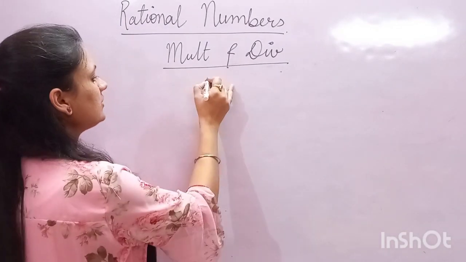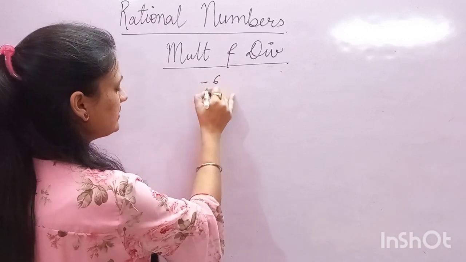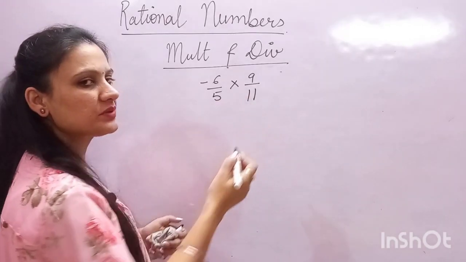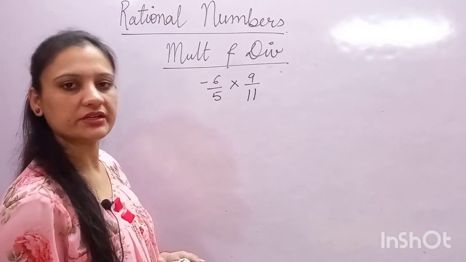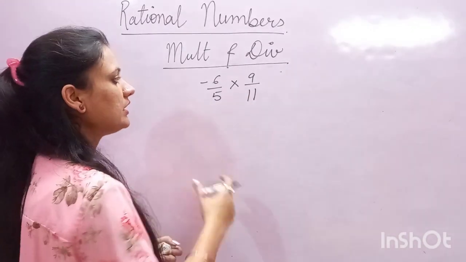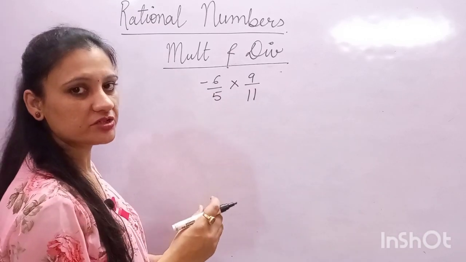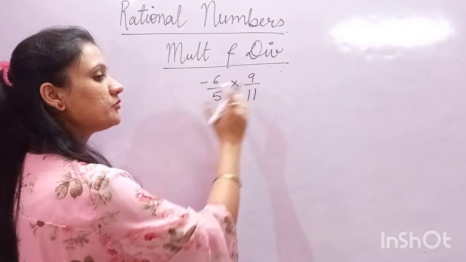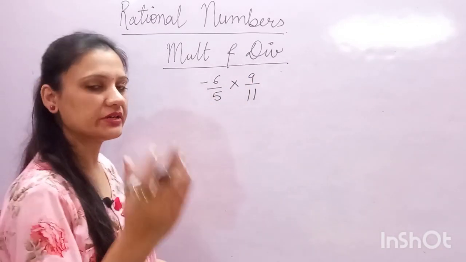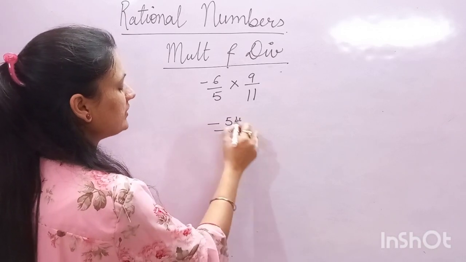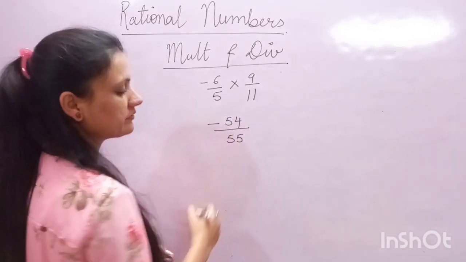Exactly similar. Here suppose the number is given minus 6 by 5 into 9 by 11. You just multiply numerator with the numerator and denominator with the denominator. If possible to cancel, do the cancellation, but make sure you cancel numerator with denominator, not numerator with numerator. Okay, so here 9 sixes are 54 and here 5 elevens are 55.